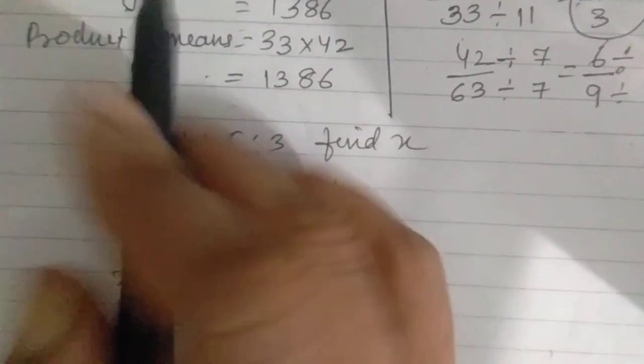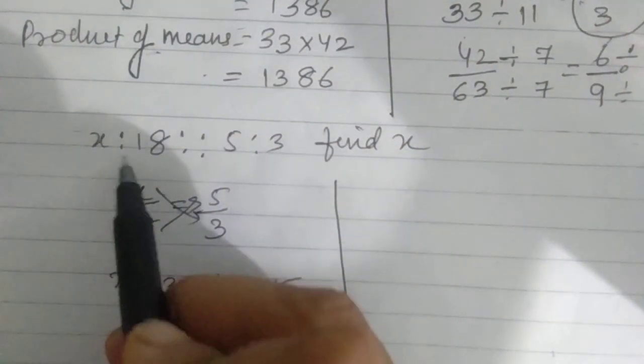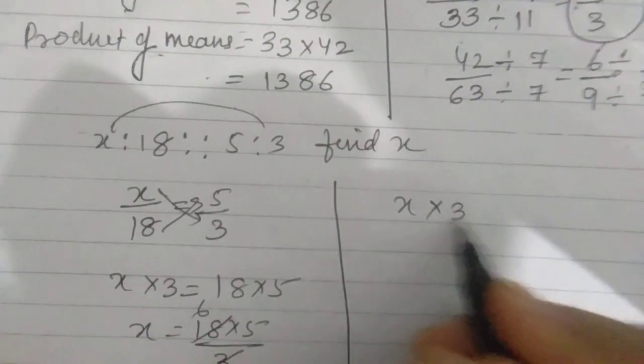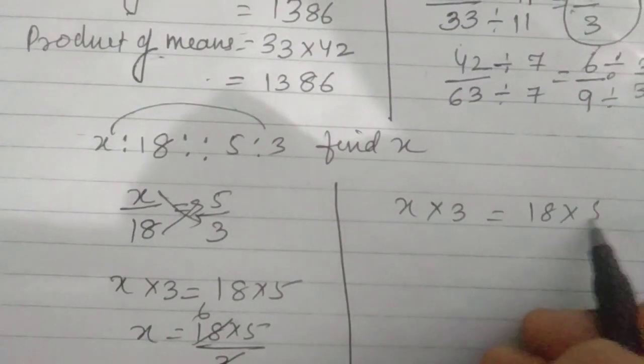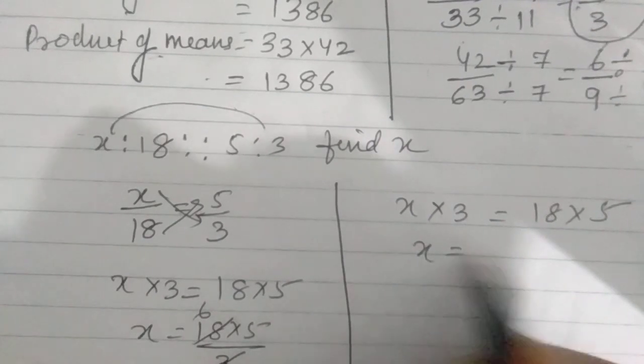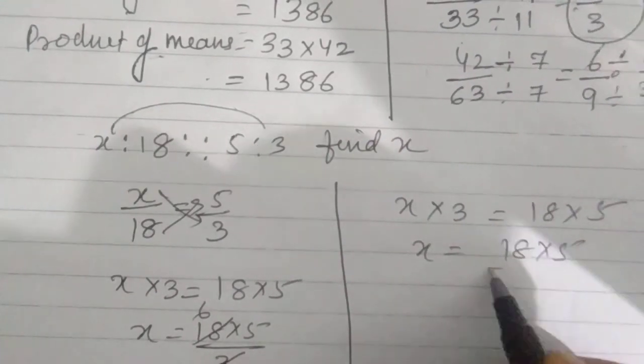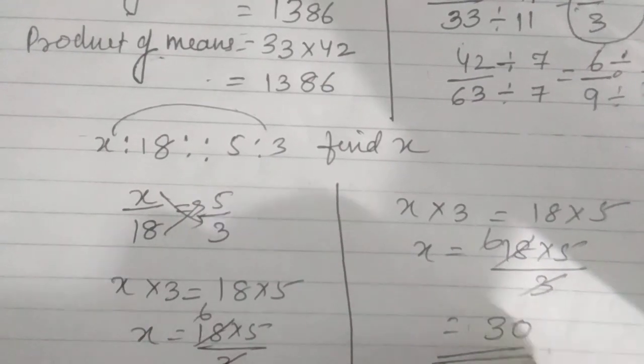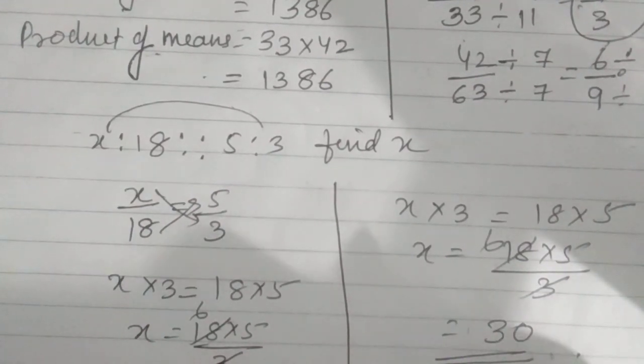And what about the alternate method? As I have shown over here, the product of extremes is equal to the product of means. So what is the product of extremes? X into 3 is equal to 18 into 5. So x is equal to 18 into 5 by 3. We will do the same process like that. So 30 is the answer.